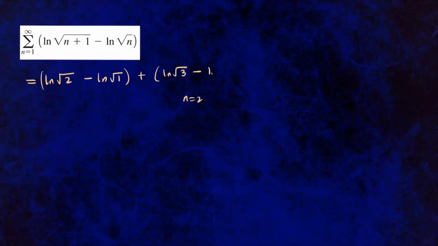So this series, if you let n equals 1, you will have ln of square root of 1 plus 1, that's 2. I forgot to put the square root. Minus ln of square root of 1. And then, so this is n equals 1, plus the next term, n equals 2. So ln of square root of 3 minus ln of square root of 2. And then for n equals 3, you will have ln of square root of 3 plus 1, that's 4, minus ln of square root of 3. And just keep on going.